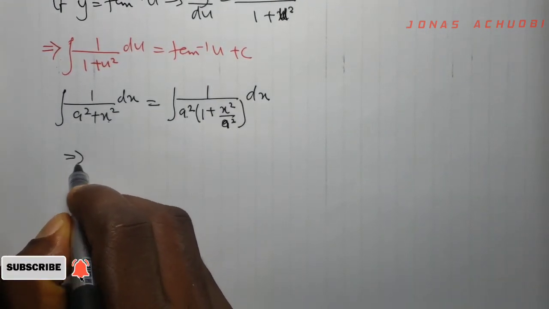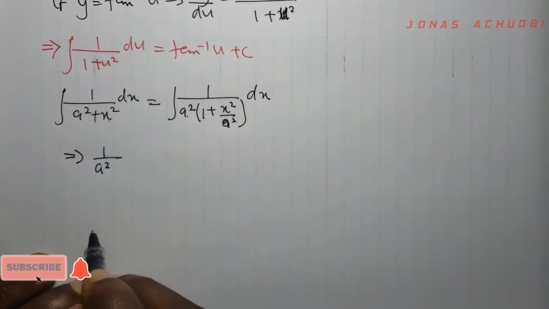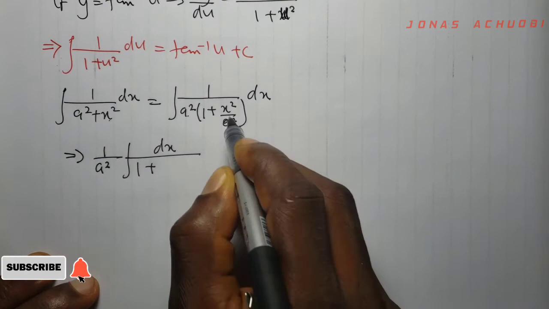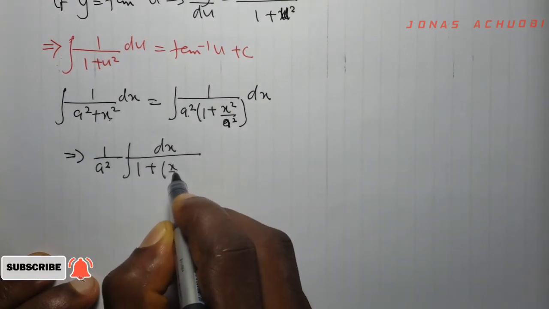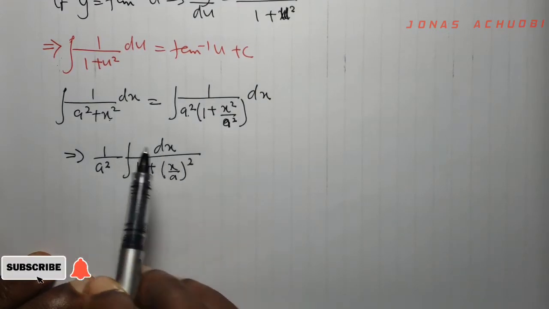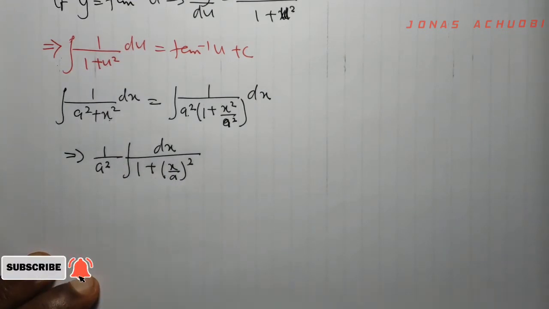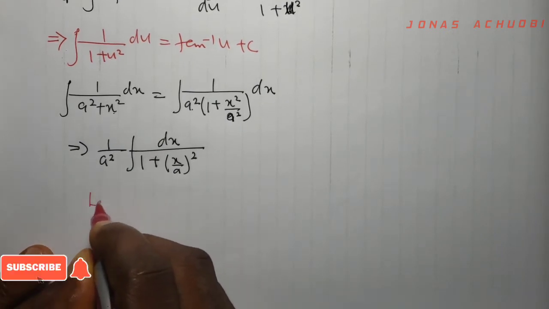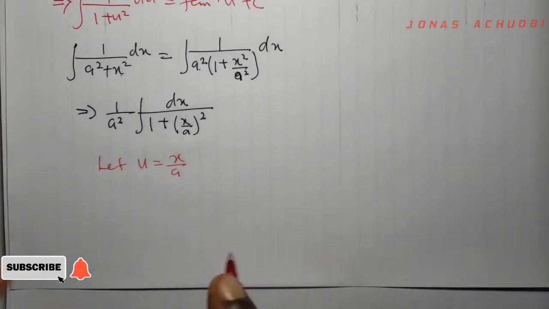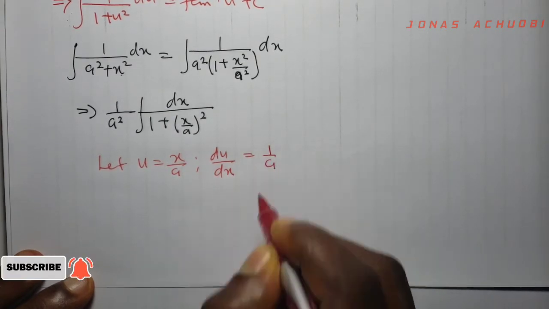We can simplify again. This a squared is a constant. Since we are integrating with respect to x, we can take 1 over a squared out. We have the integral of dx over 1 plus, I can write x squared over a squared as x over a all squared. If we compare this integral here with what we already know, what's the difference? Here is u and here is x over a. So if we now say let u be x over a, we now know that du over dx is 1 over a.